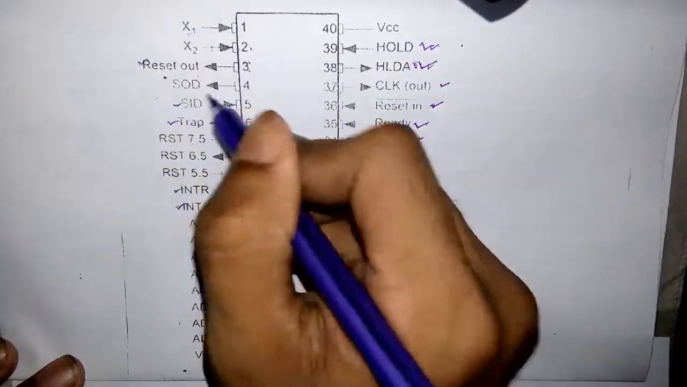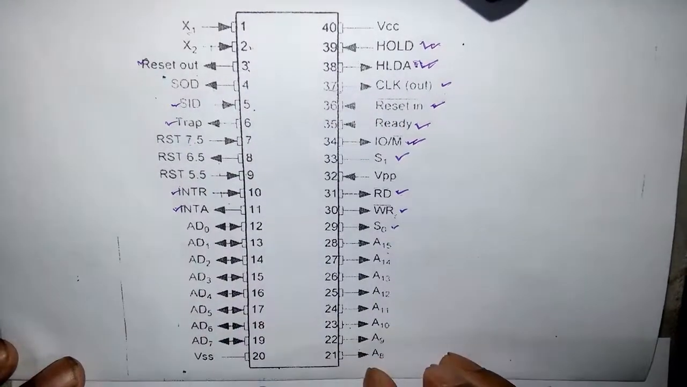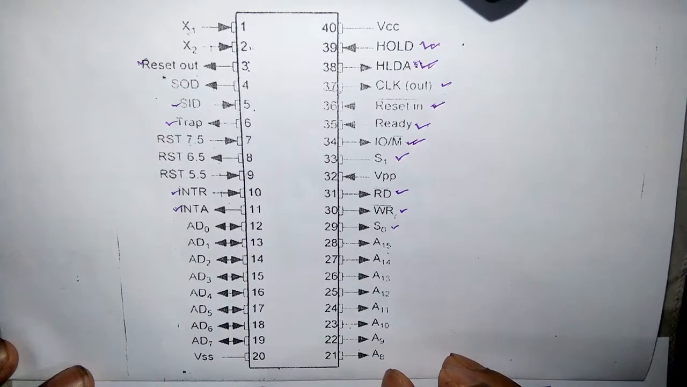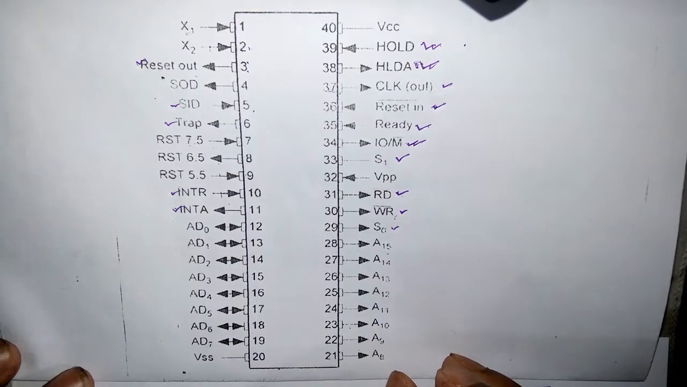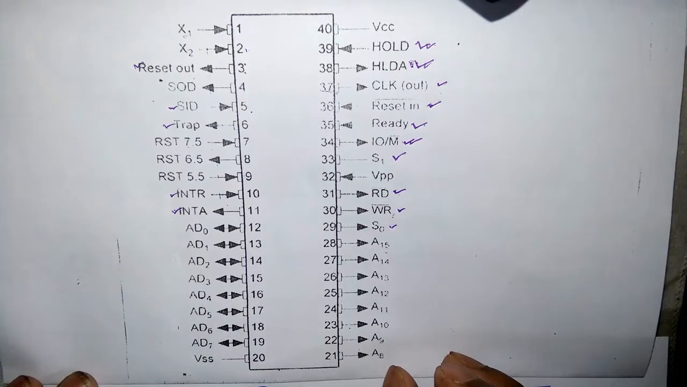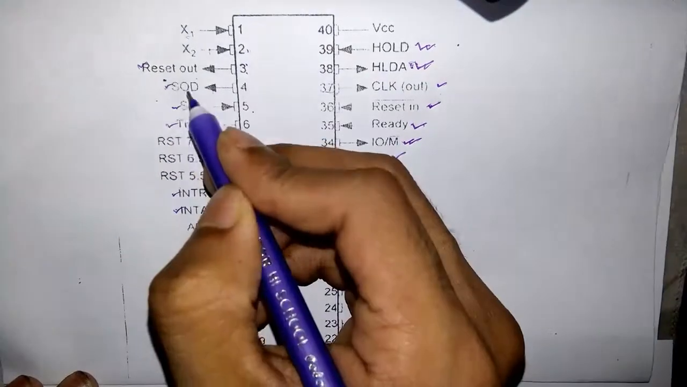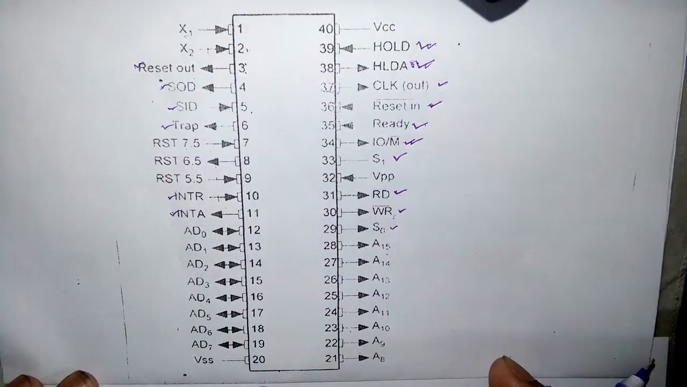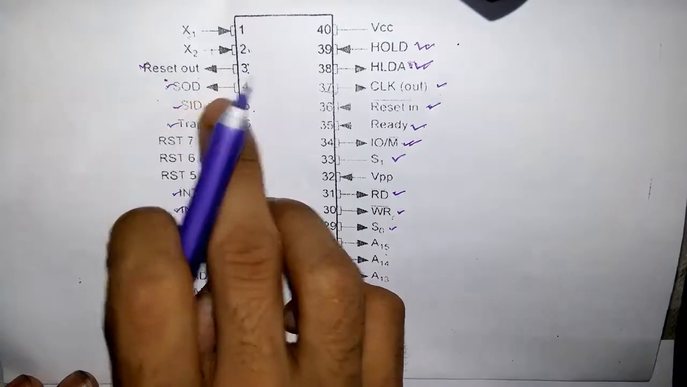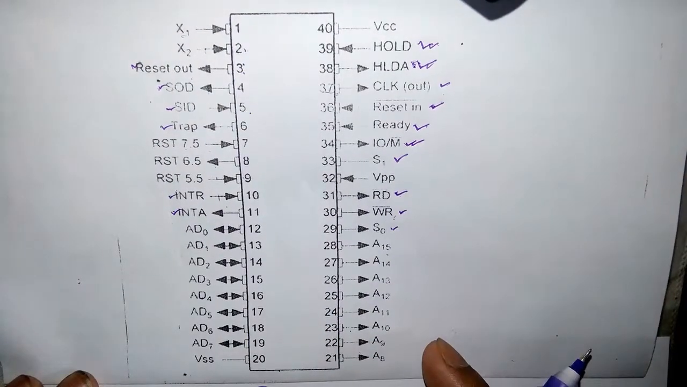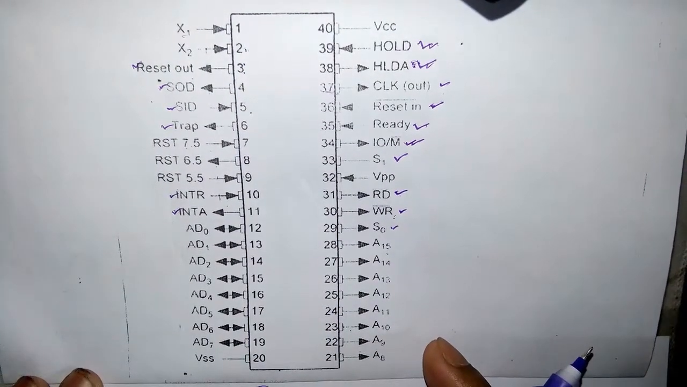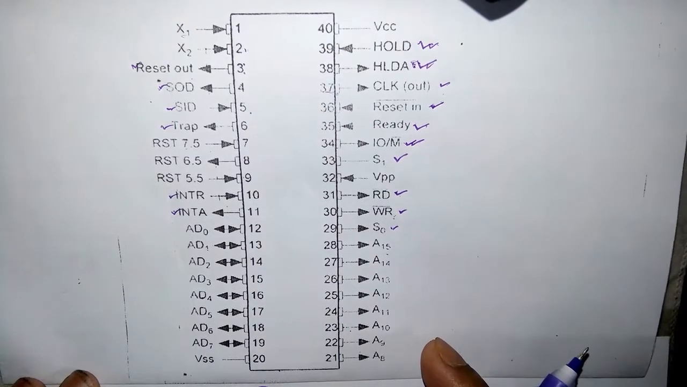Next is SID. That's pin number 5. SID is the serial input data line. The data on the line is loaded into accumulator bit 7 whenever the RIM instruction is executed. Next is SOD. SOD means serial output data and SID means serial input data. The serial output data line, the output SOD, is set or reset as specified by the SIM instruction.